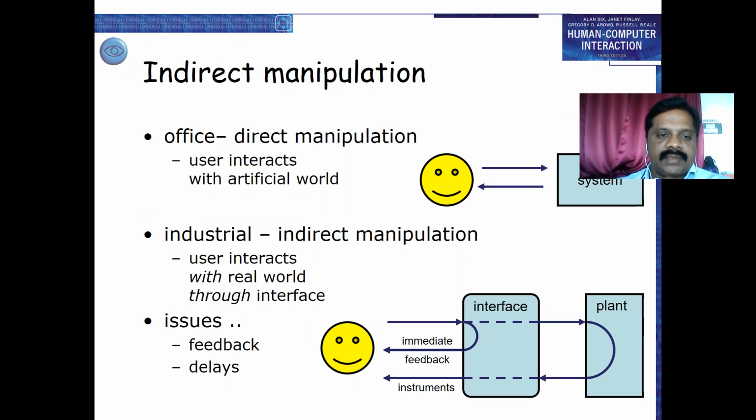So next, indirect manipulation. In office is a direct manipulation. User interacts with an artificial world. In industry is the indirect manipulation. User interacts with the real world through an interface. So already we compared office and industrial. The office is a direct manipulation and industry is the indirect manipulation. There are some issues in both office and industrial, like some feedback and delays.